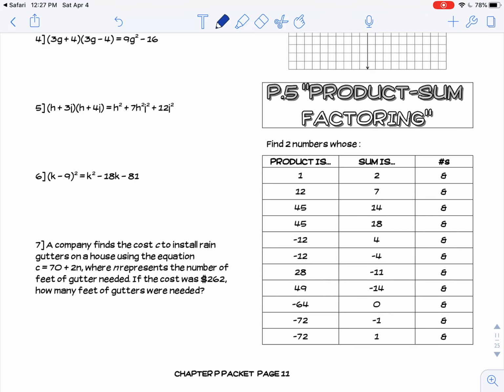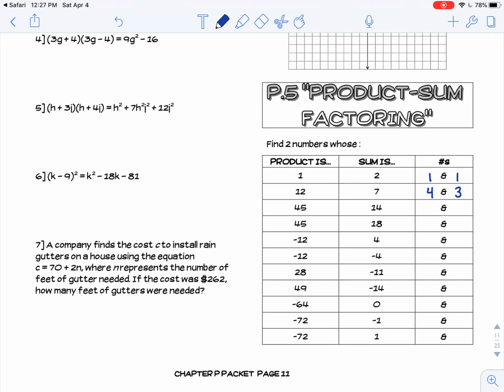You're going to find two numbers whose product is 1 and whose sum is 2. For instance, two numbers whose product is 1, that is 1 and 1. The sum of those two numbers is 2. Now, the next one, find two numbers whose product is 12 and whose sum is 7. So here, 4 times 3 is 12. 4 plus 3 is 7.